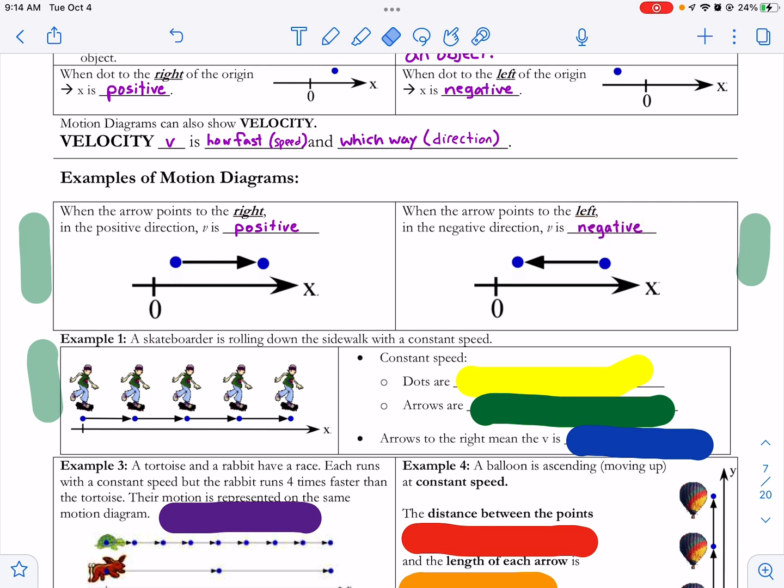Now, it doesn't say this in here, but the longer the arrow is, and maybe I can put this right here, this would be a slow velocity maybe, and this would be a fast velocity. Does that make sense? Hopefully that makes sense. Bigger arrow, faster velocity. That would be something useful to understand. Okay, we'll see that here in just a little bit in example 3.